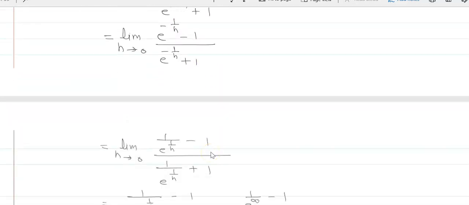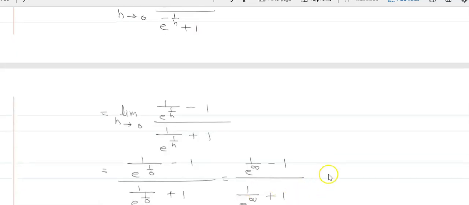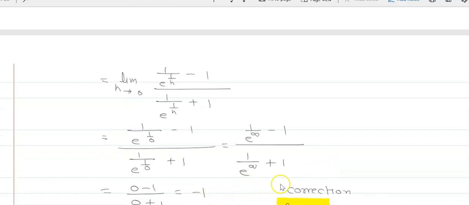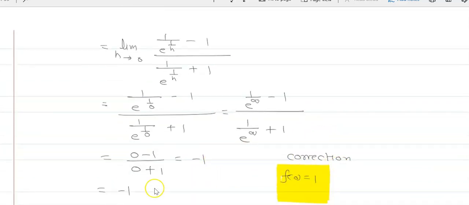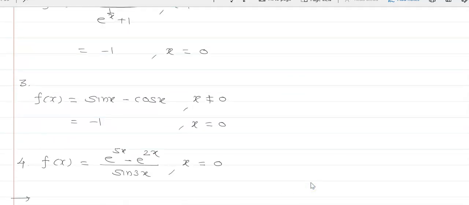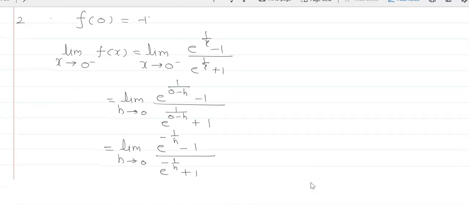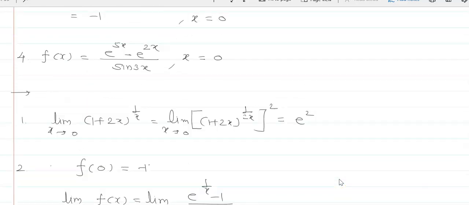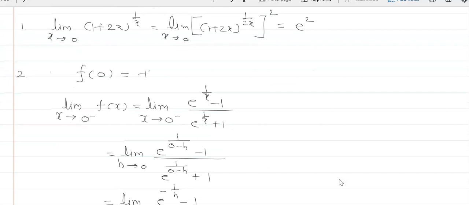And if we solve this, then you will get 1 upon e raised to 1 upon 0. 1 upon 0 is infinity, therefore 1 upon e raised to infinity minus 1, 1 upon e raised to infinity plus 1, that is a minus 1. And therefore it is a minus 1. But the f of 0 is 1. We have given that f of 0 is equals to minus 1. Therefore this is also a continuous function.